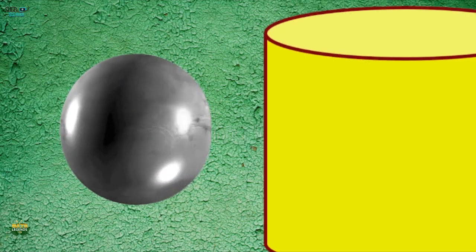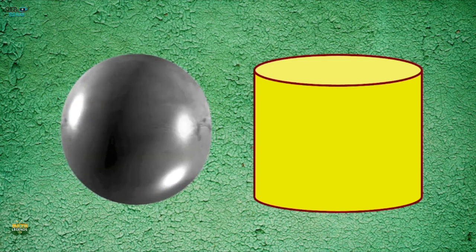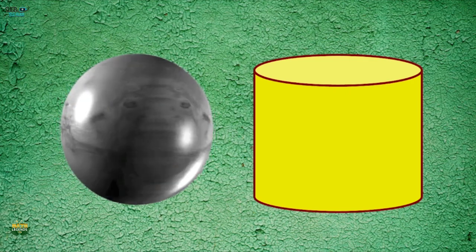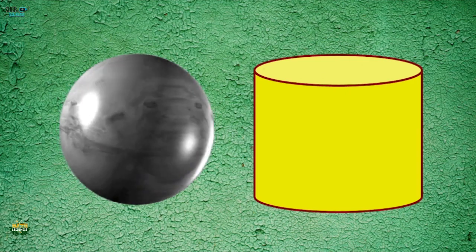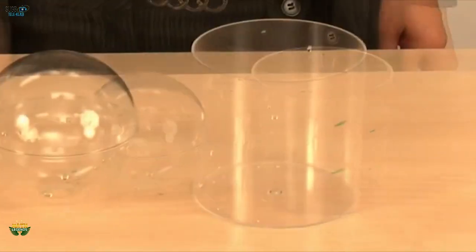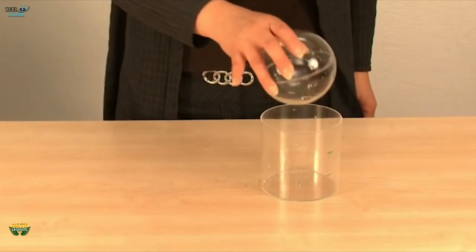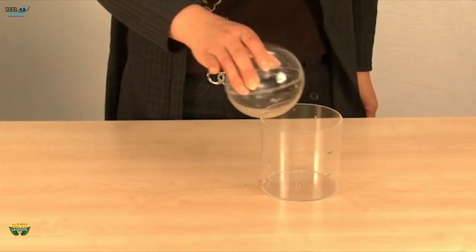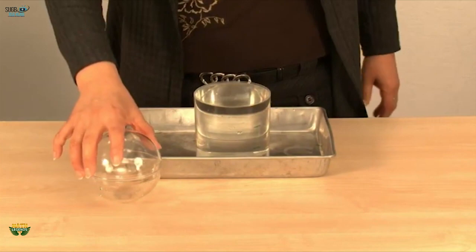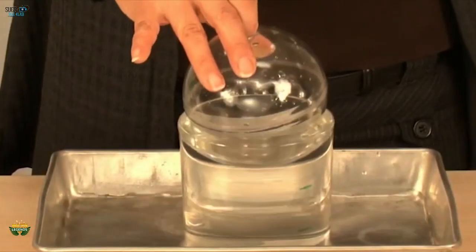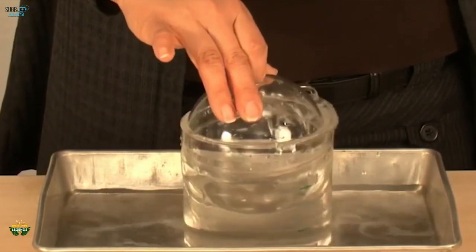Now let's compare a sphere and a cylinder. This sphere has the same diameter and height as the cylinder. Let's check if the same rule applies here. Notice the sphere and the cylinder. Their diameter and height are equal. If we use the displacement method, which is done by submerging the sphere, the water that is displaced is the volume of the sphere.